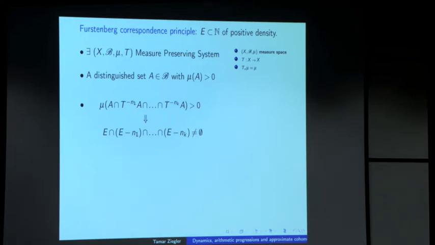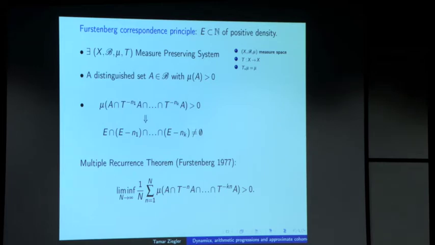And then he proved the following theorem, which is the multiple recurrence theorem. If I fix n1 to nk to be n through kn, then to say that one of these elements in this sum is positive ensures that I have k plus 1 term return times to the set A, and therefore a k plus 1 term progression inside my set E.